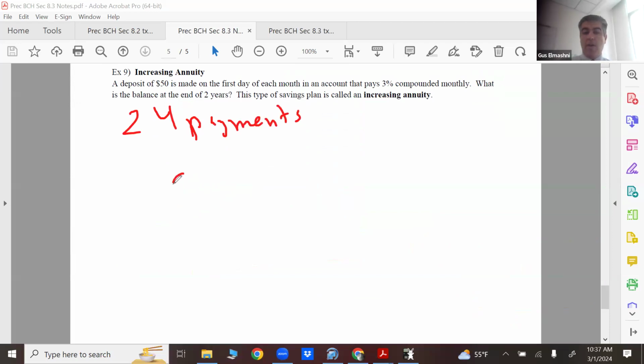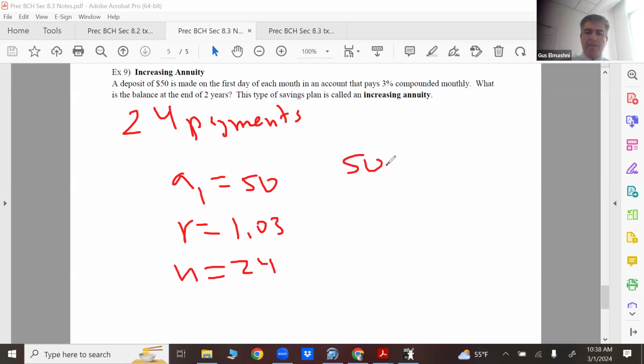So your A1 is 50, right? What's your R value, guys? Yeah, don't write 0.03, then you lose 97%. Right? That's not good. And your N is going to be 24. So how much money do I have? Well, let's figure it out. 50, 1 minus 1.03 raised to the 24 power.